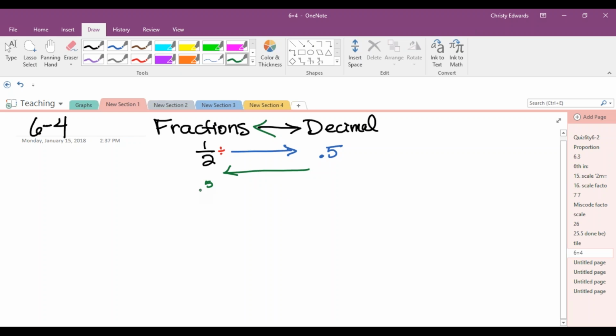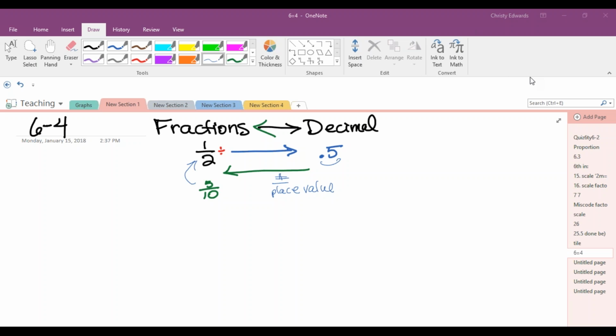You'd put 5 over 10, not 0.5, but 5, the number over the place value. Remember this? Number over place value. And then what is 5 over 10 reduced to? A half. We learned this at the beginning of chapter 4, how to go back and forth.